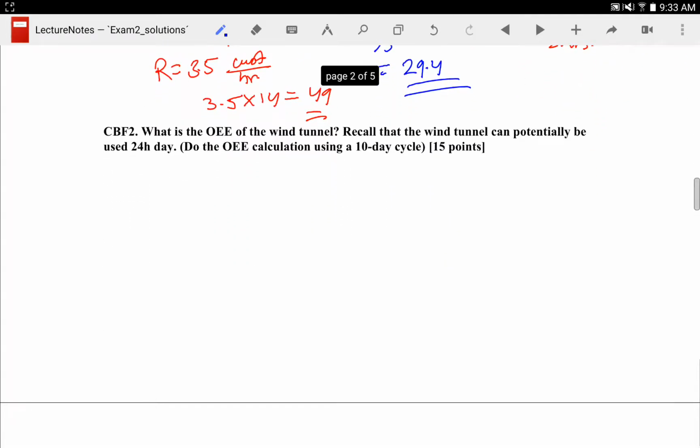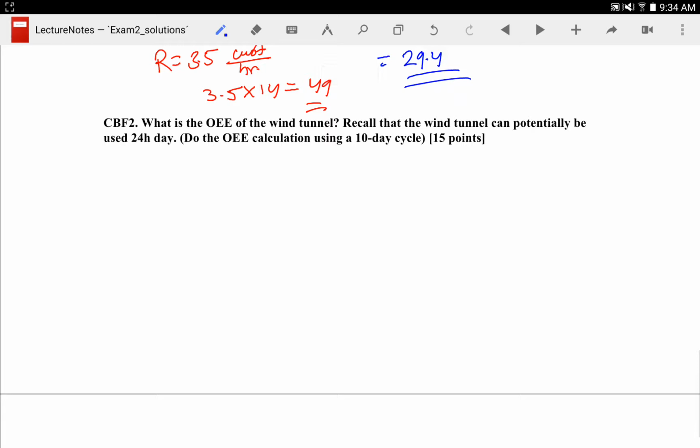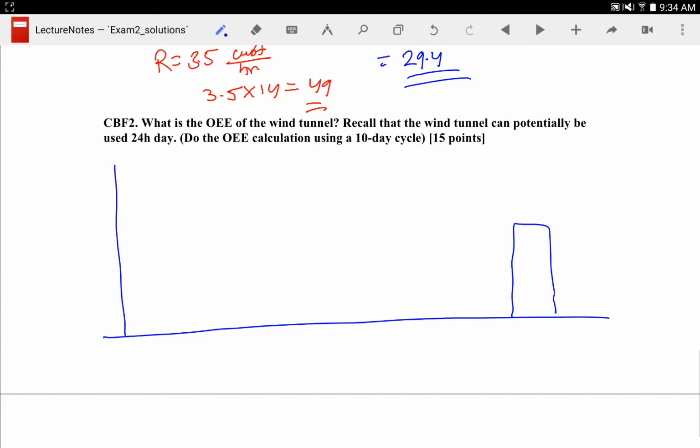What is the OEE of the wind tunnel? There are multiple ways to think of this. The most natural way is how much value you add versus how much value could be added. So this is value added, and this is the possible value added.